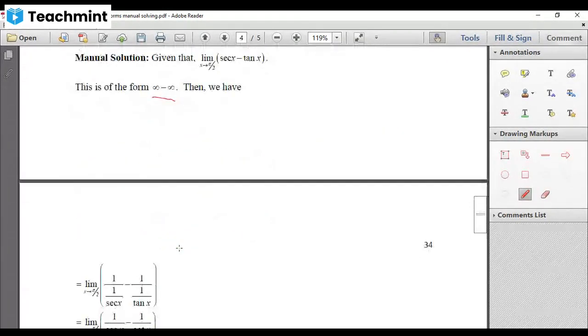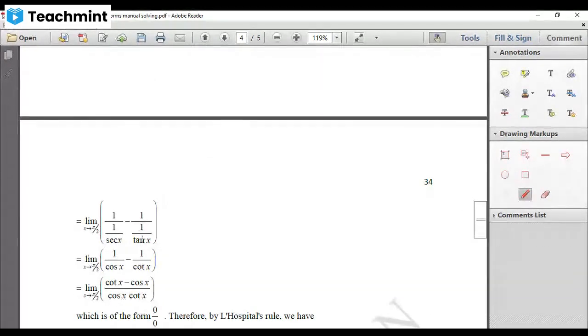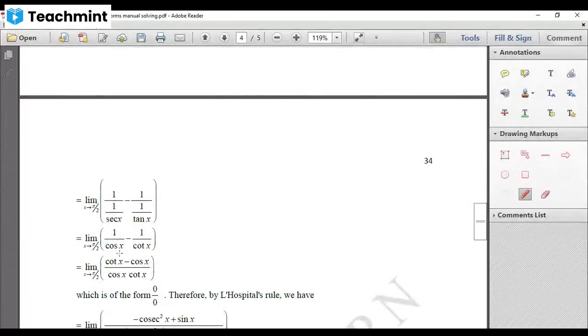So how are you going to bring this one to 0 by 0 form or infinity by infinity form? Just send secant x to the denominator. So you'll get 1 by secant x. And tan x to the denominator, 1 by tan x. If you send this one to the numerator, you'll get tan x. If you send this one to the numerator, you'll get secant x. There is no change in the problem. But 1 by secant x is what? Cos x. Minus 1 by tan x is cot x. Take the LCM of these two. You will get cot x minus cos x divided by cos x into cot x.